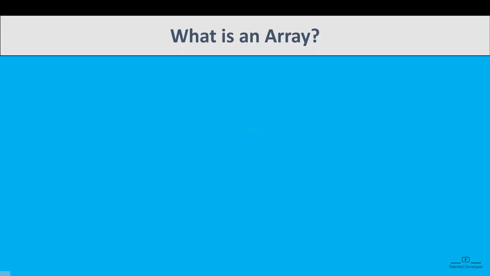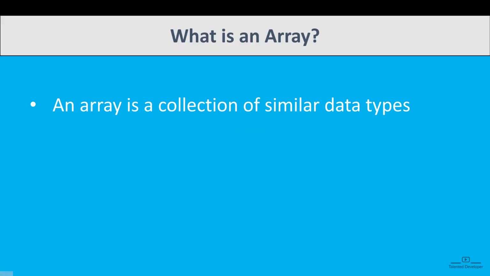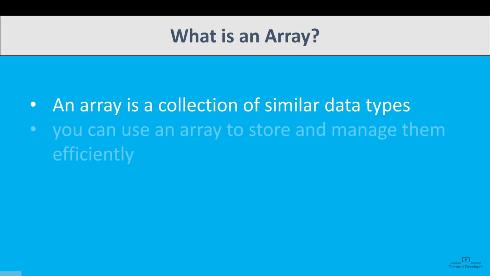Hey everyone, in today's video we are going to learn the most important concept in Java programming, that is called an array. So what is an array? An array is a collection of similar data types and it is stored in memory locations. Instead of creating a separate variable for each value, you can use an array to store and manage them efficiently.